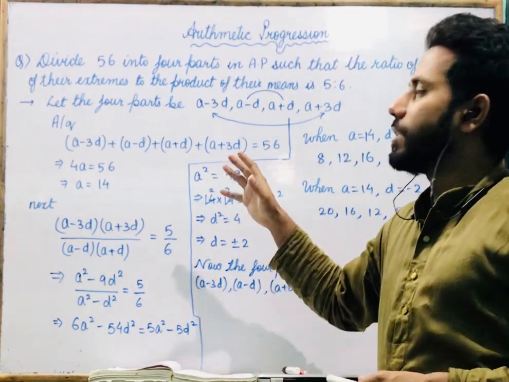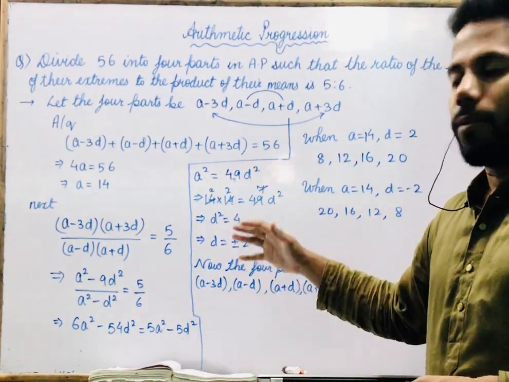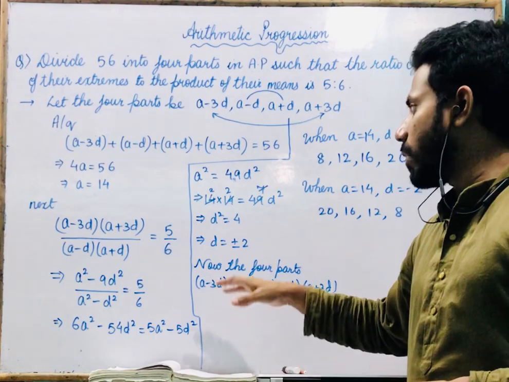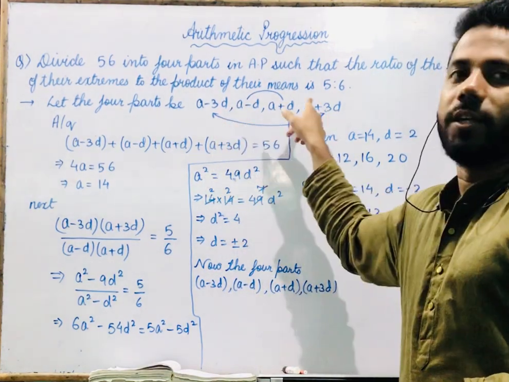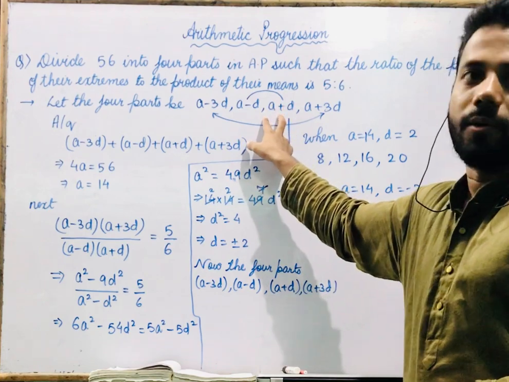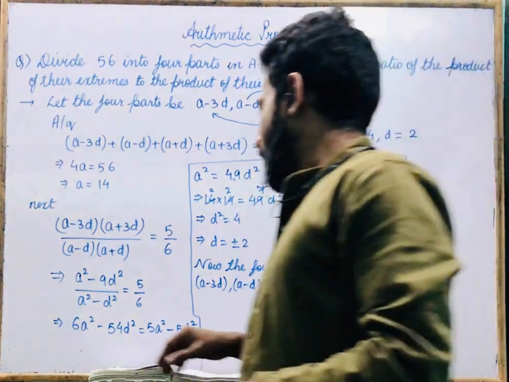You need to recognize what is the extreme and what is the mean. When there are 4 terms, the end terms are called the extremes and the 2 middle terms are called the means. Again we have a question.